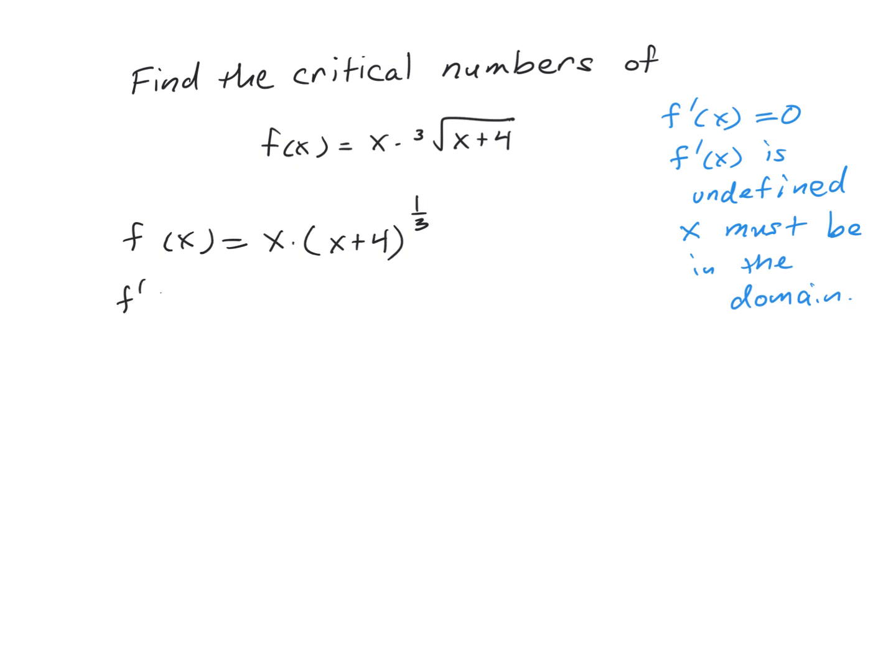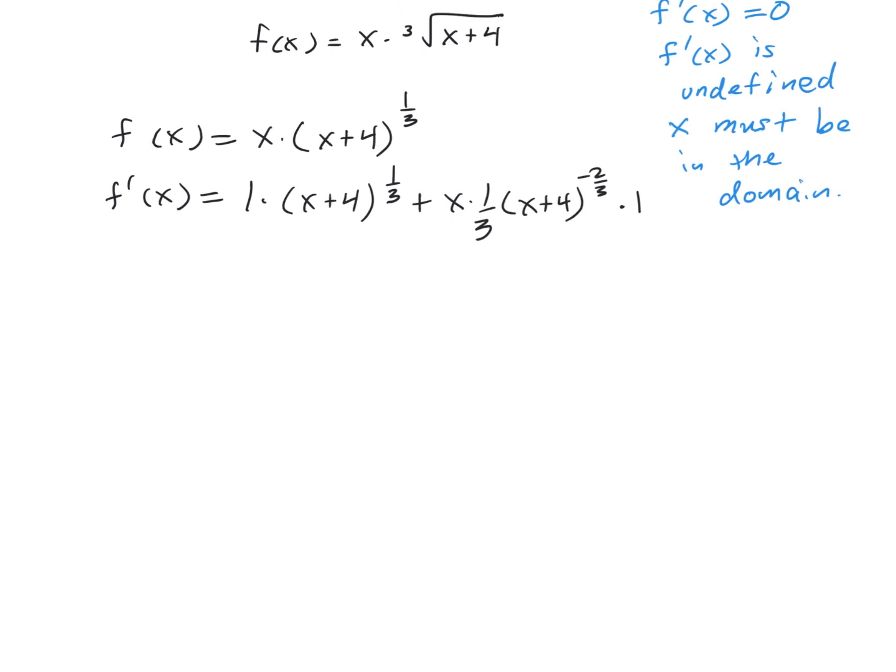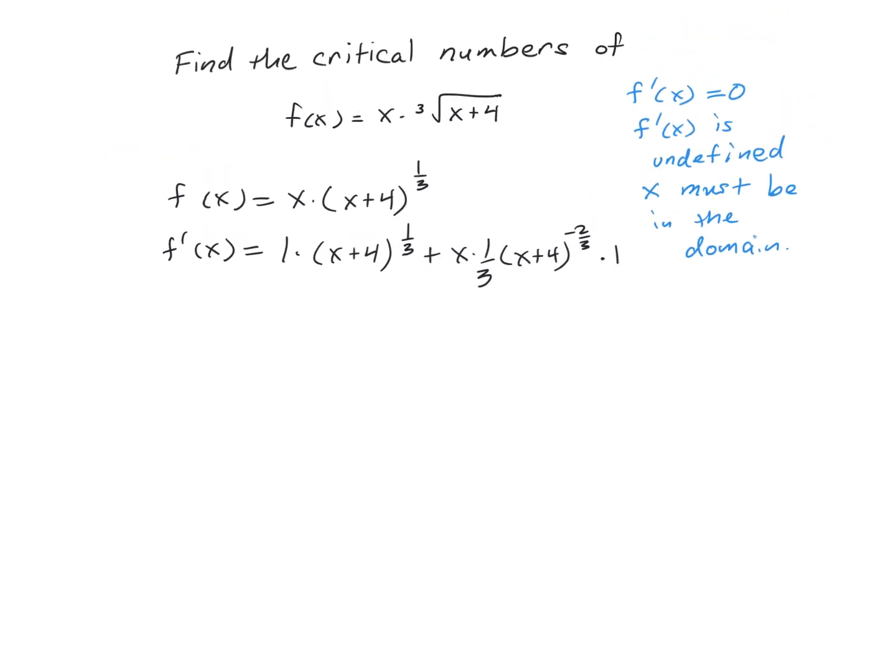So now when we find f prime of x, we need to use our product rule and our chain rule. So that's 1 times x plus 4 to the 1/3 power plus x times 1/3 x plus 4 to the negative 2/3 power times the derivative of x plus 4, which is 1. So that right there is our formula for our derivative. Next thing to do is rewrite it back in the original notation. So f prime of x is the cube root of x plus 4 plus x divided by 3 times the cube root of x plus 4 squared.